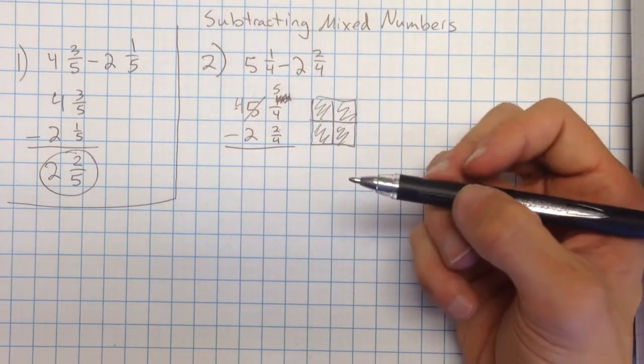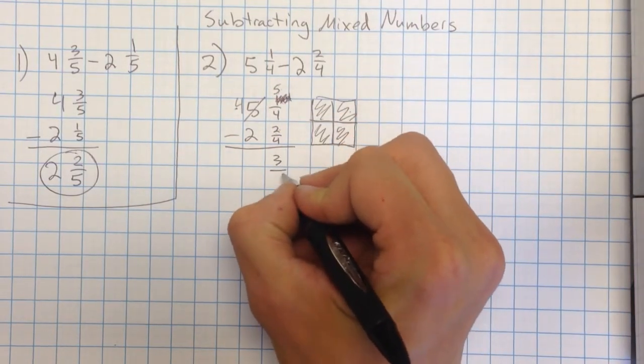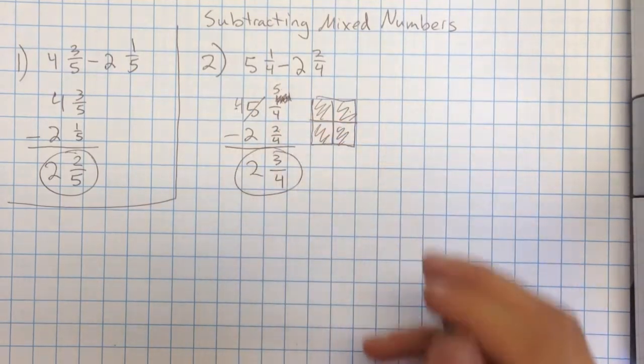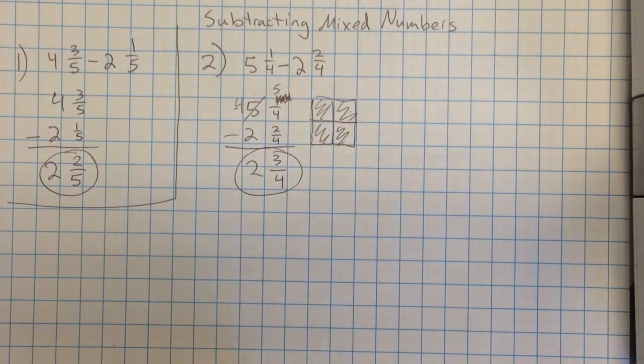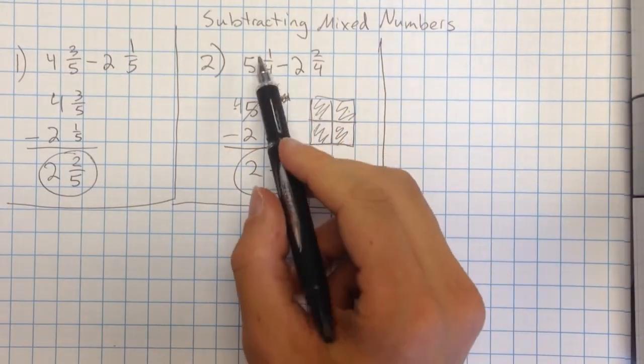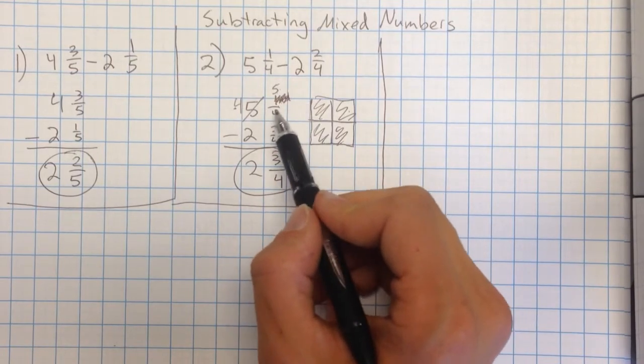So now I can do my subtraction. 5/4 minus 2/4 gives me 3/4. 4 minus 2 gives me 2. So 2 and 3/4 is my answer. Okay. So you can see the main difference here was I had to regroup or borrow before I could actually do the subtraction.